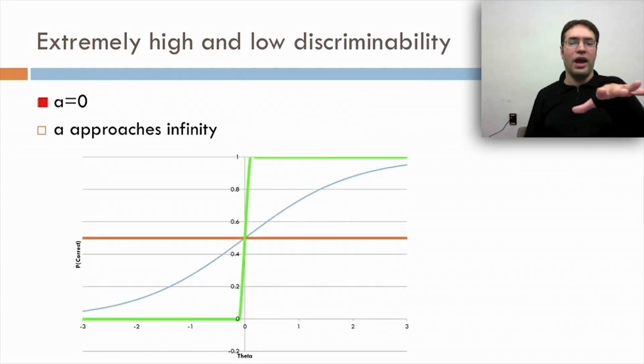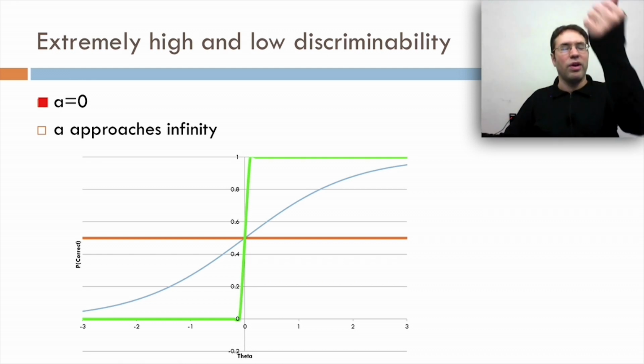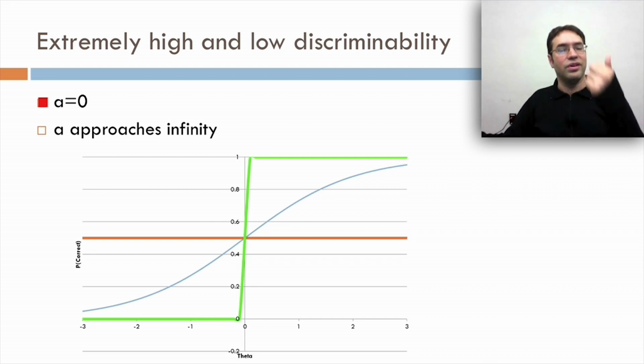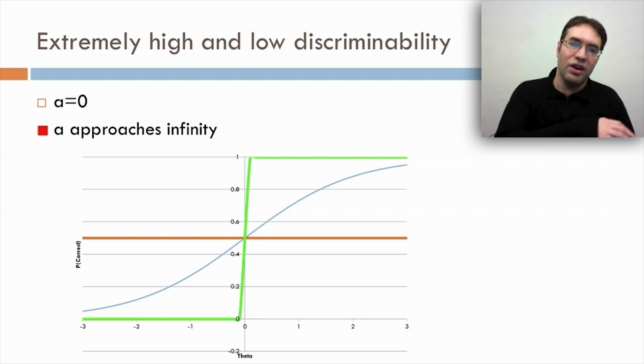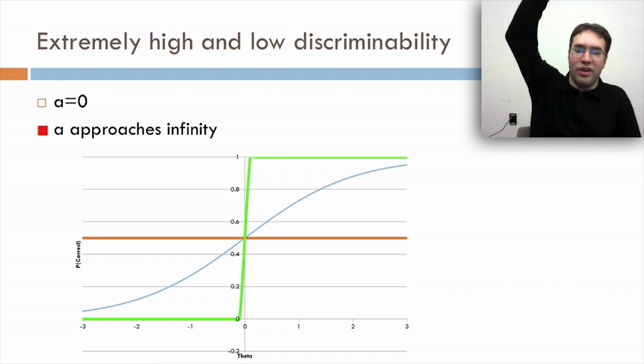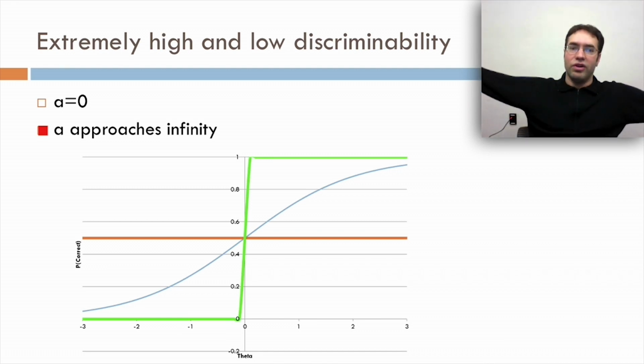So if we look at extremely high and extremely low discriminability, take a look at red, the line where A equals 0, there's no discriminability. People do equally well no matter what it is. I guess that would be a coin flip. And as A approaches infinity, you get something looking more and more like the green line, where there's just this very small range between getting it wrong and getting it right. So even though this is very discriminable, it may not be useful because it's only going to tell you the difference between, in this case, students with a theta of about -0.1 and students with a theta of +0.1. Anything below or above that range is just going to be completely certain to get it right or wrong.